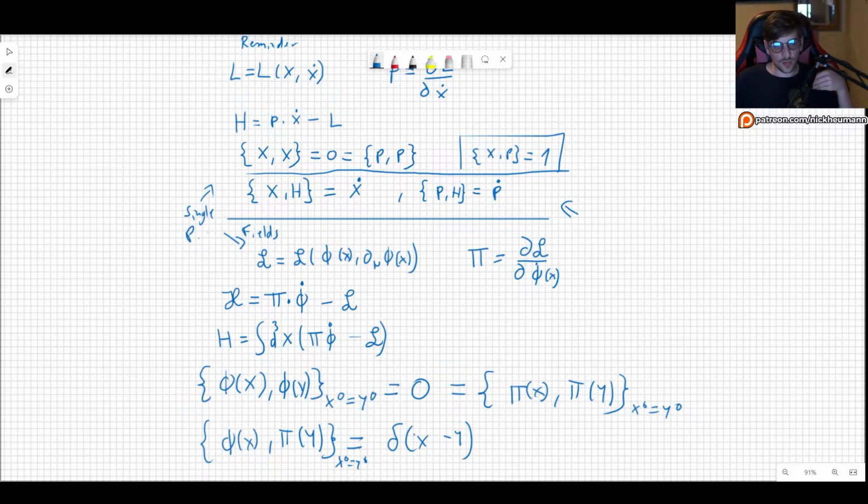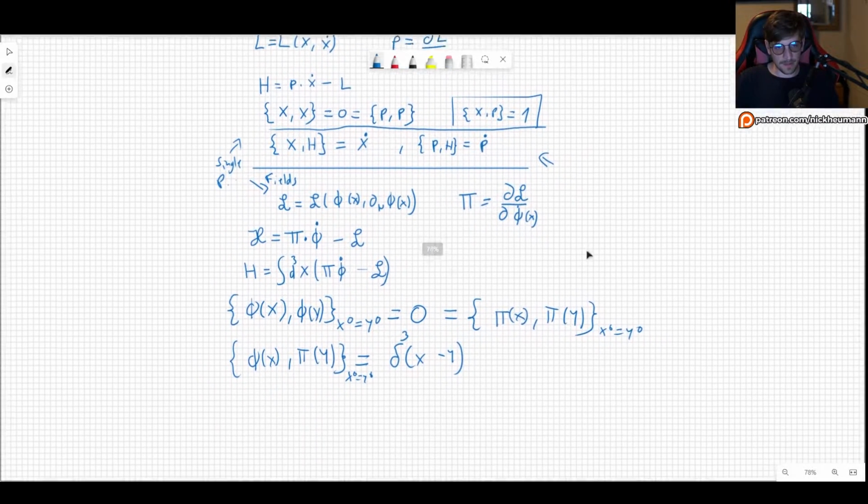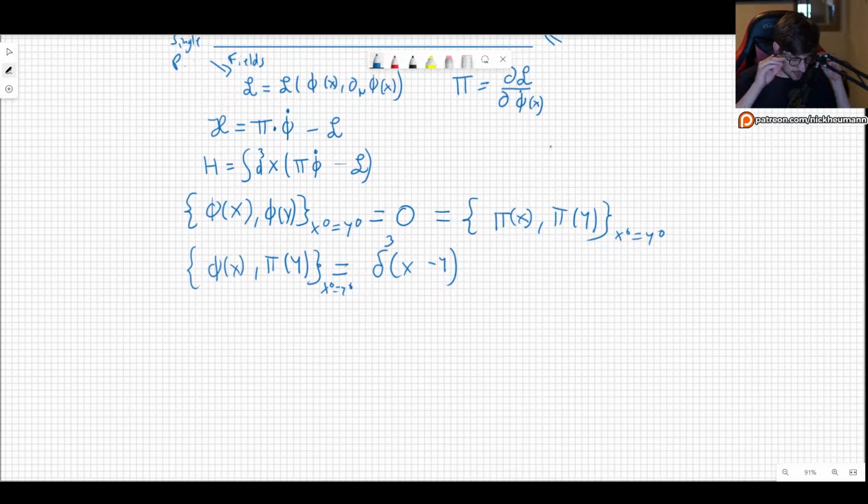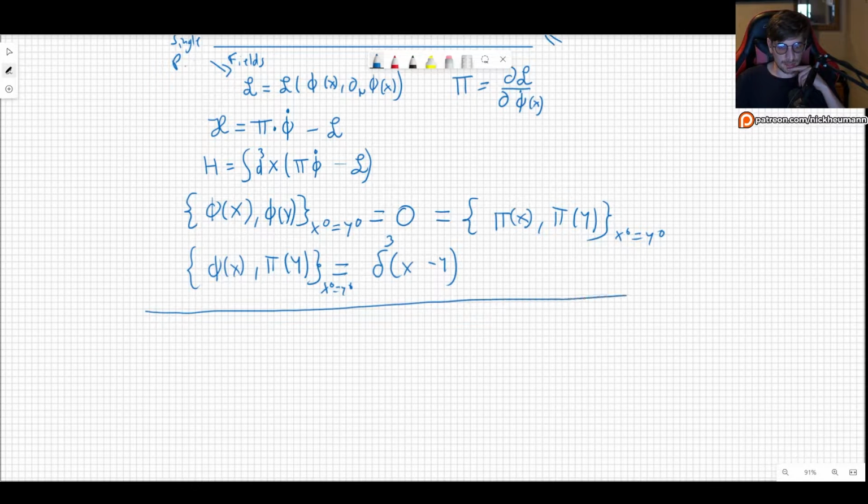And of course, we are in 3 dimensions, so this is going to be delta 3. So this basically means x1 has to be equal to y1, x2 to y2, and x3 to y3. So with this in mind, this is what we're going to be using. Of course, this is still classical field theory. Now we will begin going into the quantum version, and we're going to go step by step.